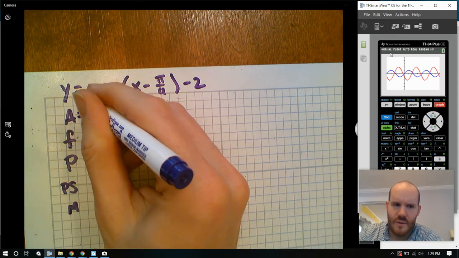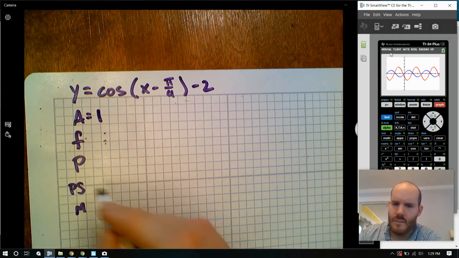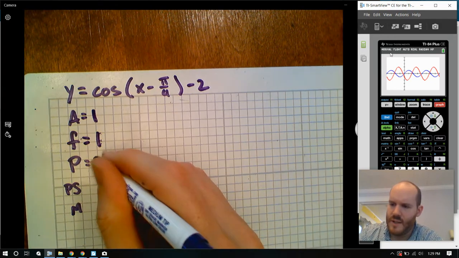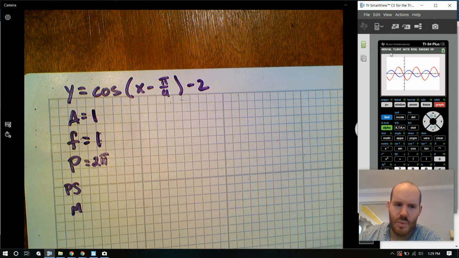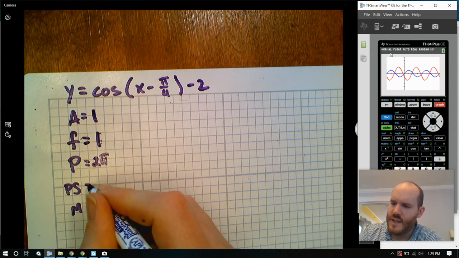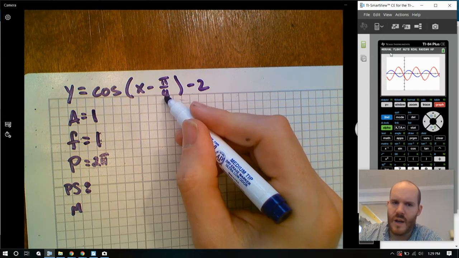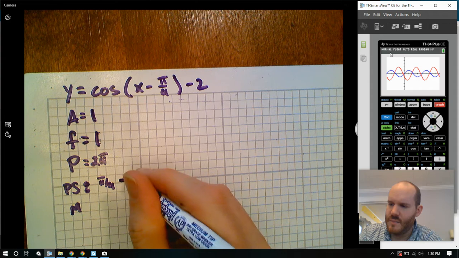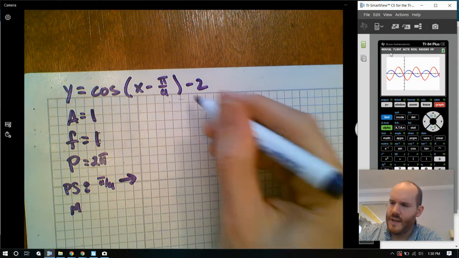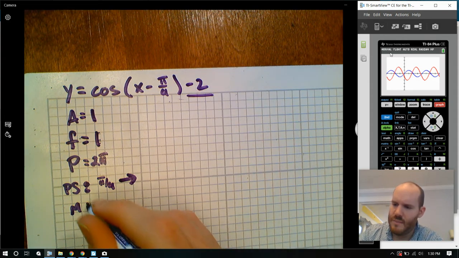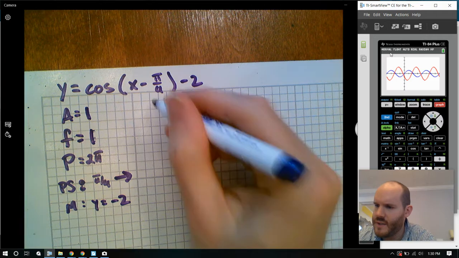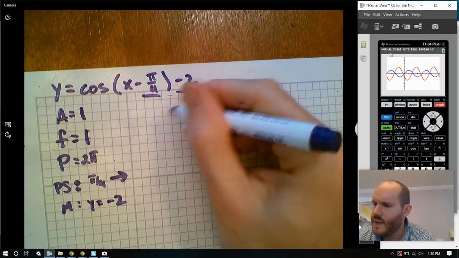My amplitude here, coefficient of cosine, is 1. My frequency here, coefficient of the x term, also 1. Makes my period 2 pi over 1, just 2 pi. The phase shift in this case, I have pi over 4. And because I'm subtracting, this is going to be a shift to the right. And then I'm subtracting 2, so my midline will be 2 units below the axis at negative 2. Those are each of my key pieces of information, my phase shift, my midline from those values.